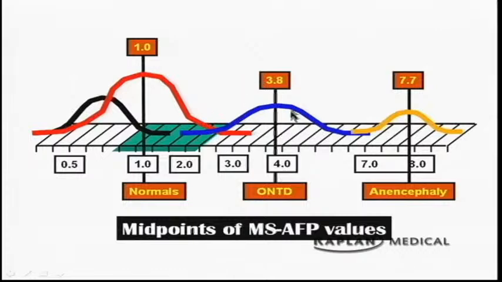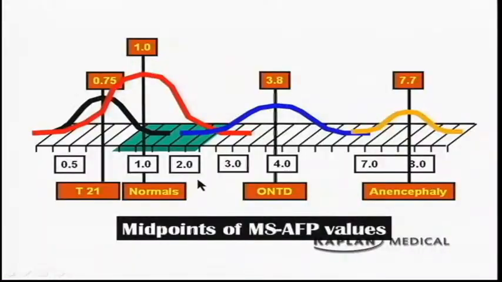These are fairly similar. Notice the black curve here. When the curve is down low, when the values are low, it was found that there was an increased risk of trisomy 21. So a high value is associated with neural tube defects, either anencephaly or open neural tube, but if it's low, it is going to be a higher rate of trisomy 21.